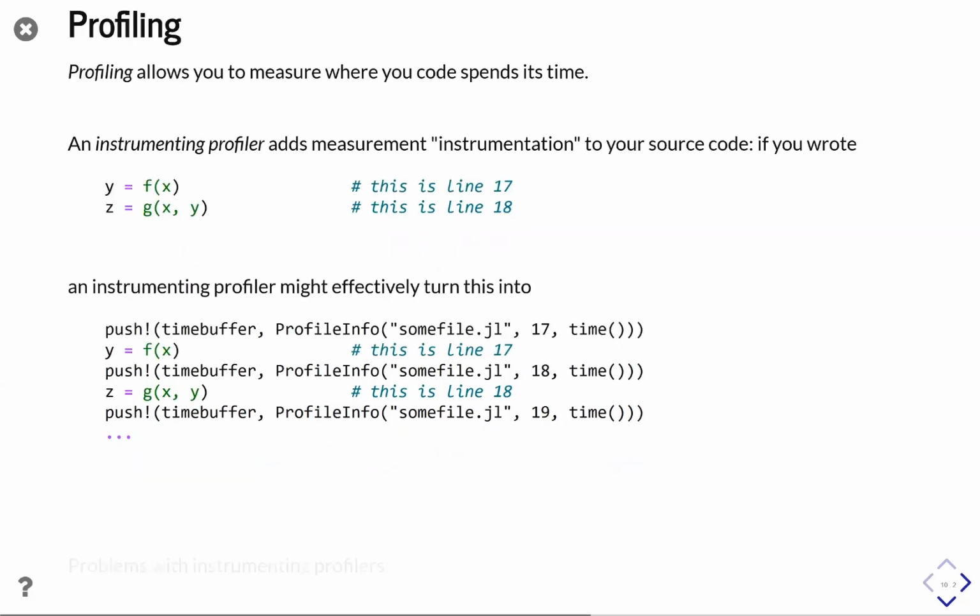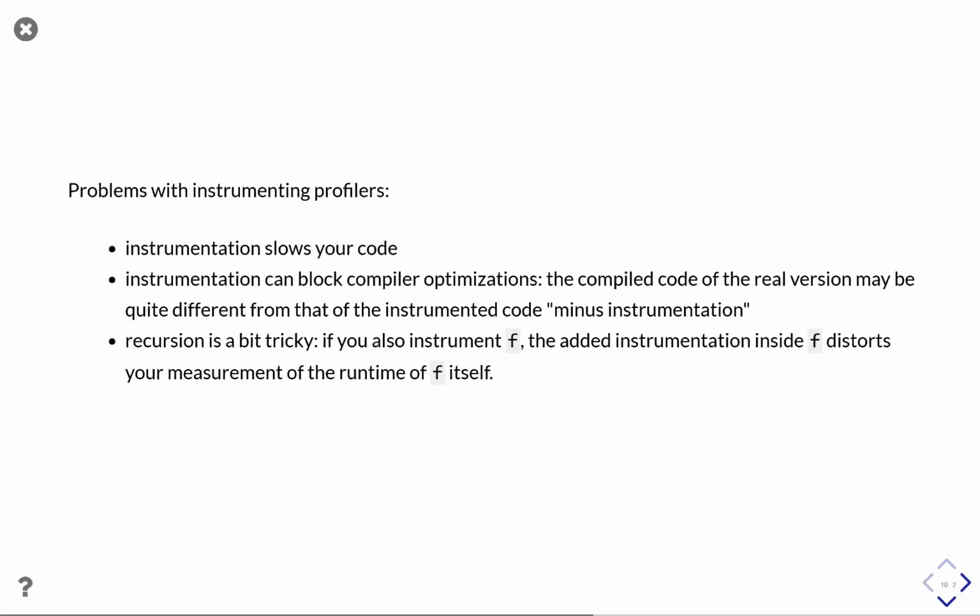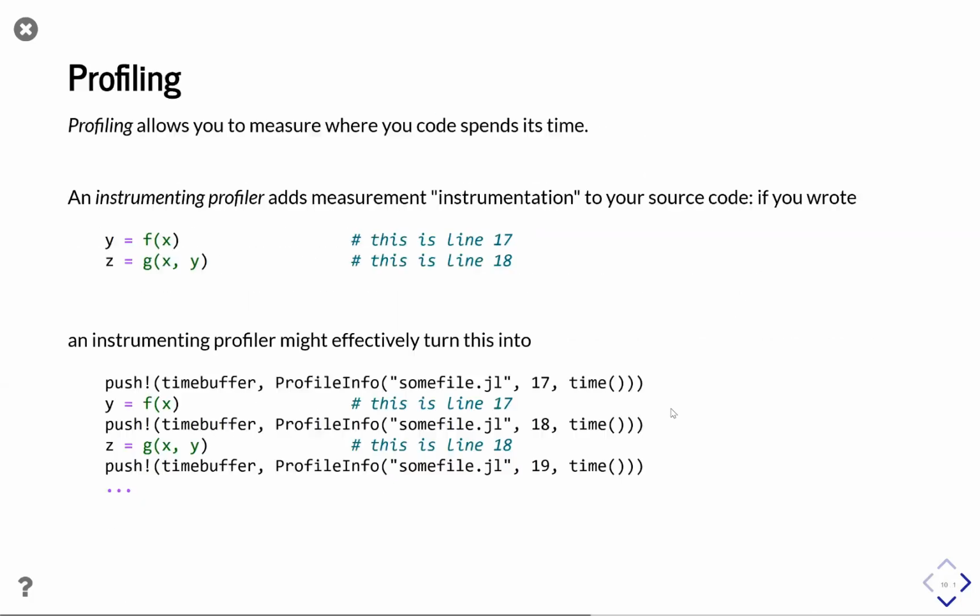Unfortunately, these instrumenting profilers actually have some significant disadvantages. The most important one is that they slow down your code. Well, maybe the second most important one is that they slow down your code. That may not be surprising to you because you can see there are extra statements. It has to create, maybe even allocate some space for these profile info objects, and push them into a vector, and then it actually runs your code. So of course, all of these extra statements take some additional time.